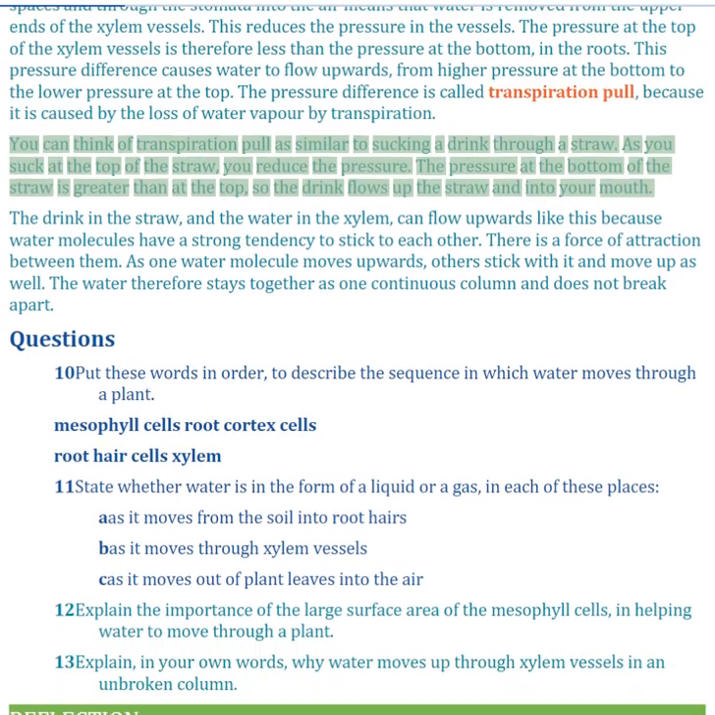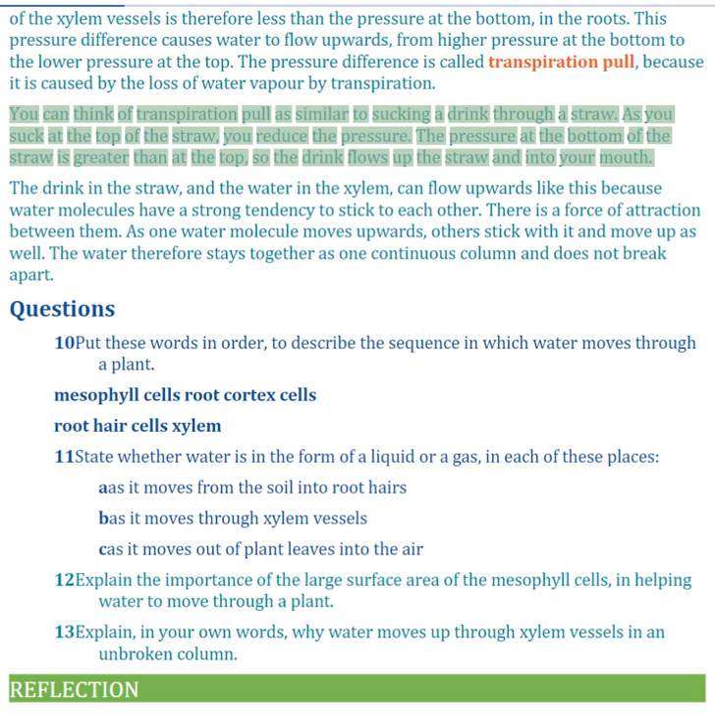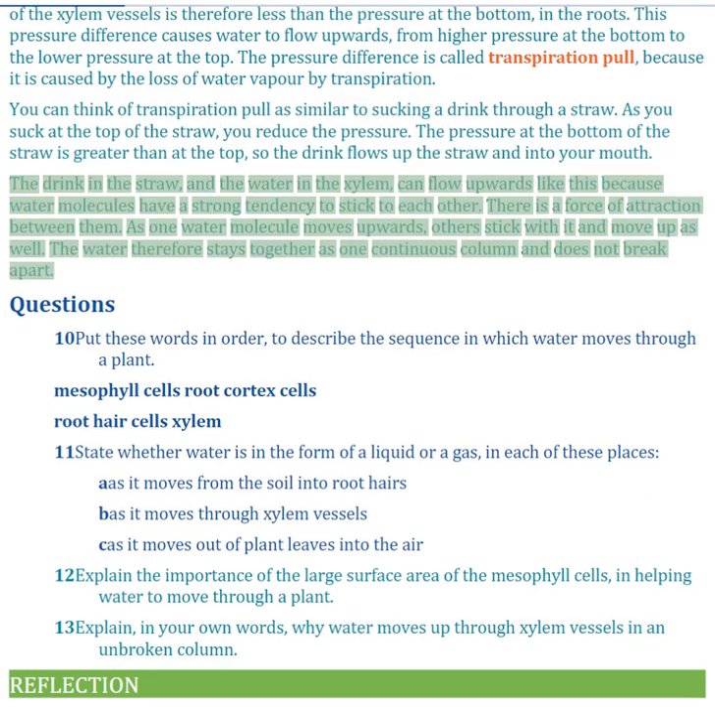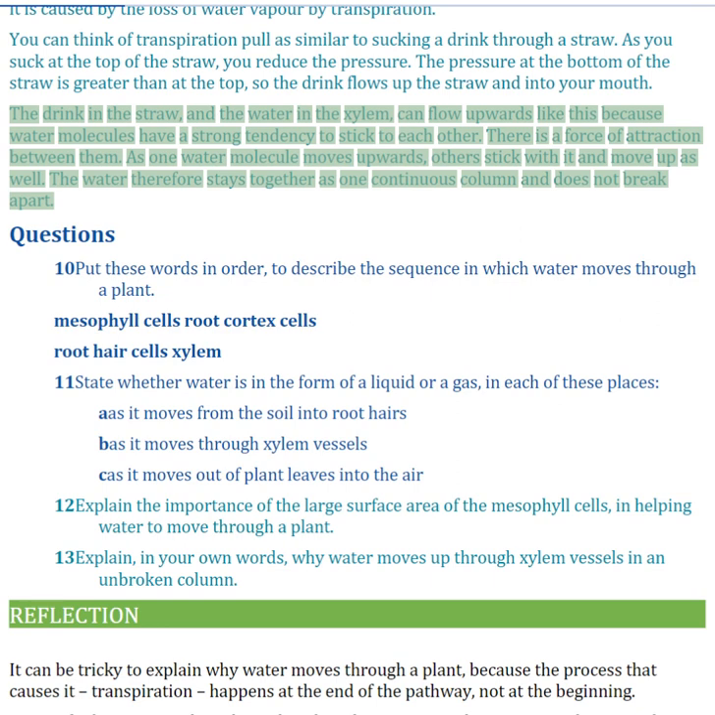You can think of transpiration pull as similar to sucking a drink through a straw. As you suck at the top of the straw, you reduce the pressure. The pressure at the bottom of the straw is greater than at the top, so the drink flows up the straw and into your mouth. The drink in the straw, and the water in the xylem, can flow upwards like this because water molecules have a strong tendency to stick to each other. There is a force of attraction between them. As one water molecule moves upwards, others stick with it and move up as well. The water therefore stays together, as one continuous column, and does not break apart.